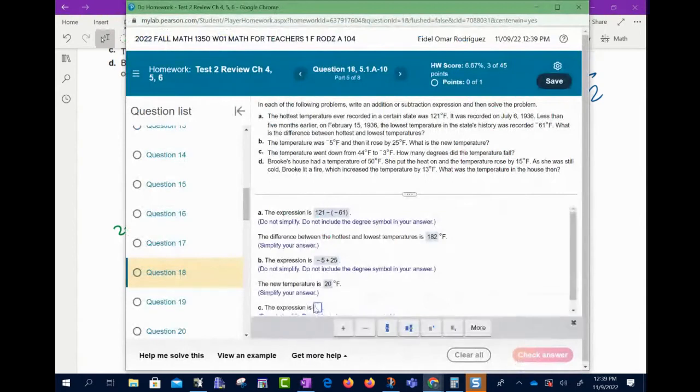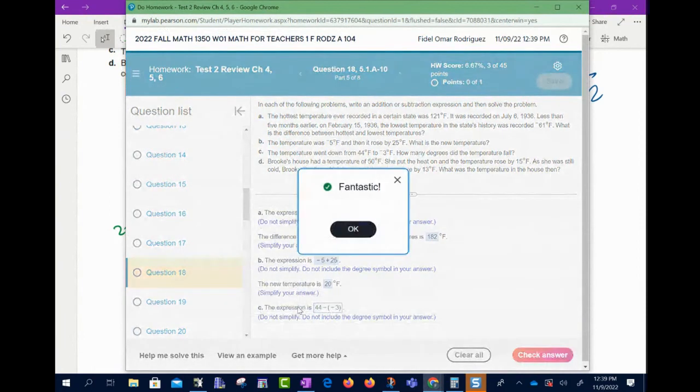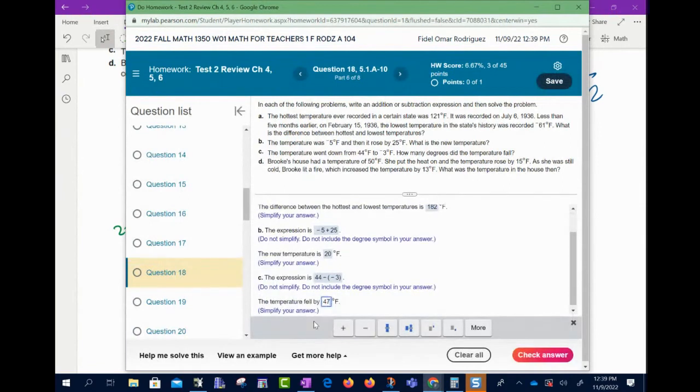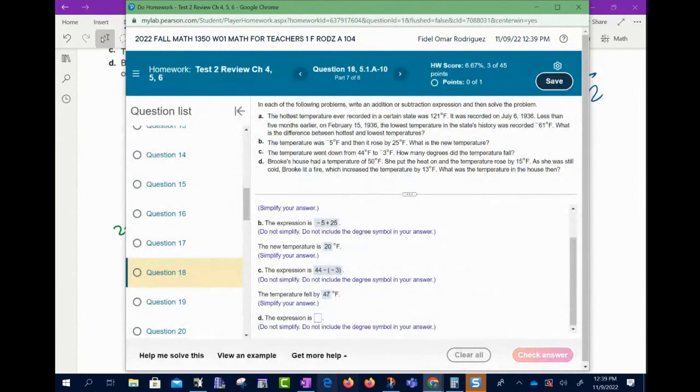Okay, so let's do that. Let's go 44 minus -3. There it is. Okay, hit okay. And then, so we fell by 47 degrees. Let's check that. Okay. And then there is a part D.